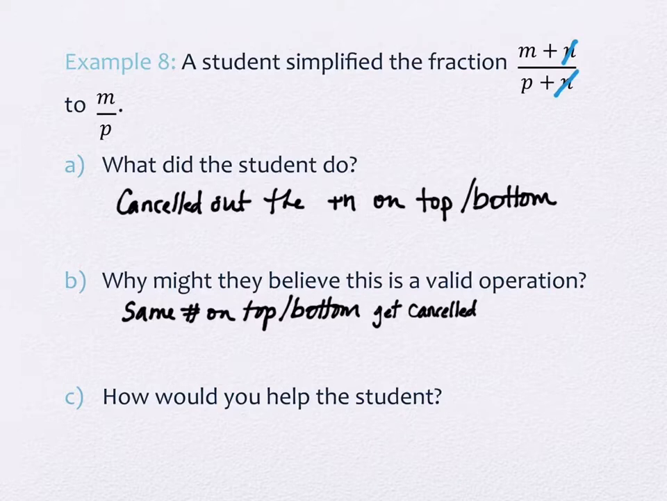So this idea of canceling things is a true fact, but it doesn't work for addition. It only works for multiplication or division of values. So same number on the top and the bottom get canceled when it's simplifying. And I'll say or multiplying.